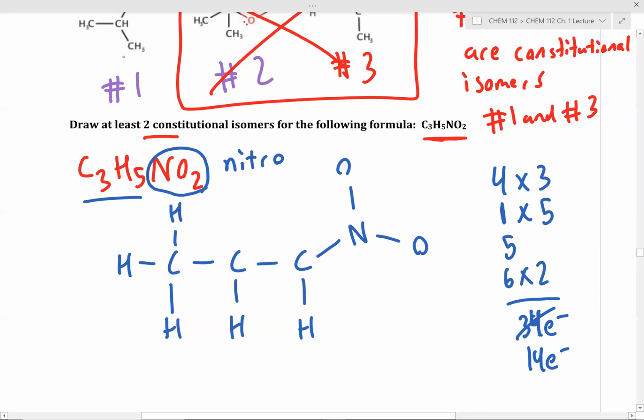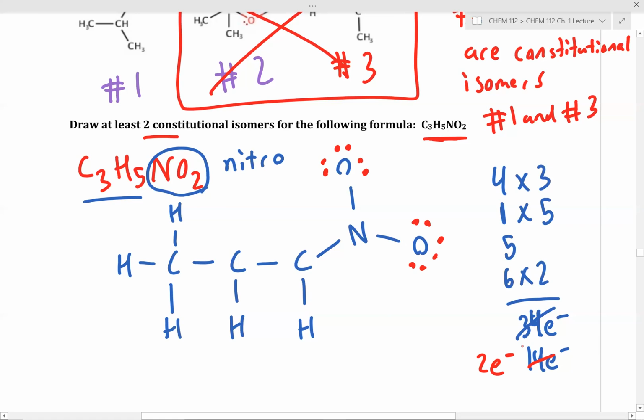Perfect. Did I make a math error? No? Okay. So now with these 14 electrons, where are we going to place the lone pairs first? Oxygen first, because it's most electronegative. So we're going to use up 12 of our electrons. We have 2 electrons remaining.